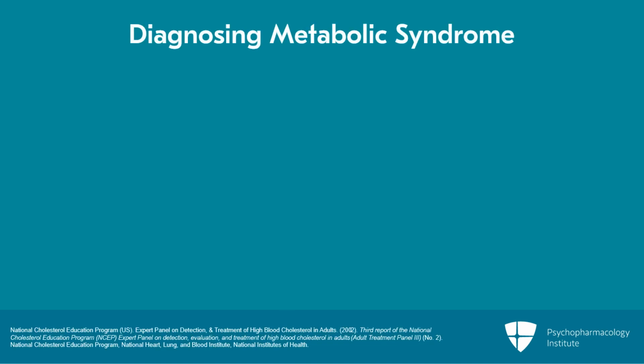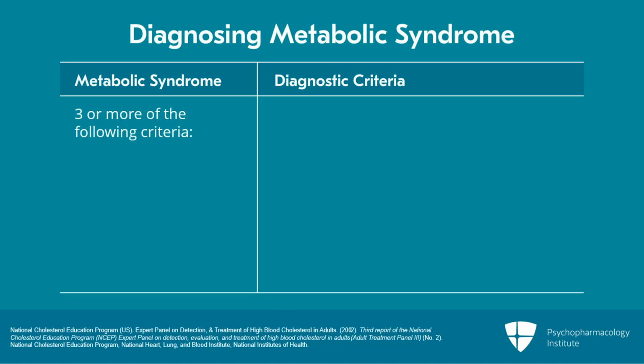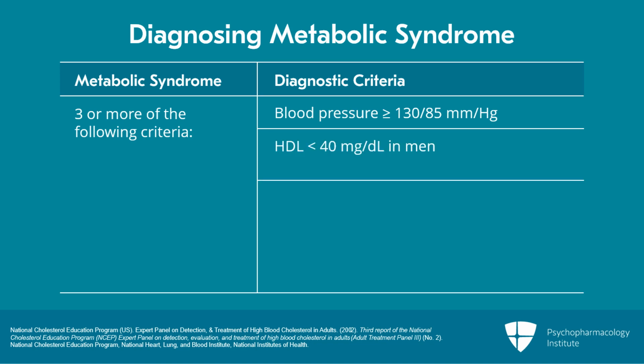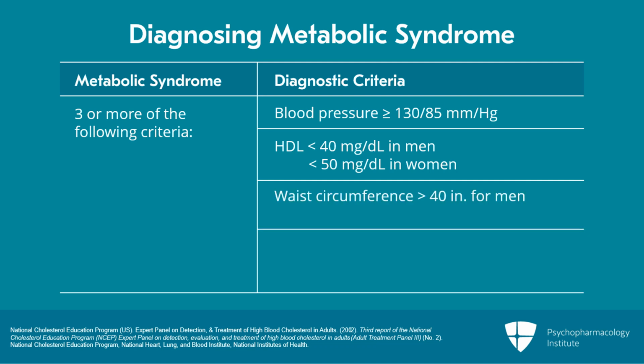So, of the 5 criteria, 3 or more of the following abnormalities have to be present. Blood pressure greater than or equal to 130/85. And you may know that what is considered normal blood pressure now is less than 120/80. For HDL cholesterol in males, less than 40, or females, less than 50. That's bad. That means you meet criteria for HDL. Waist circumference in males, greater than 40 inches or greater than 102 centimeters. In females, greater than 35 inches, greater than 88 centimeters.